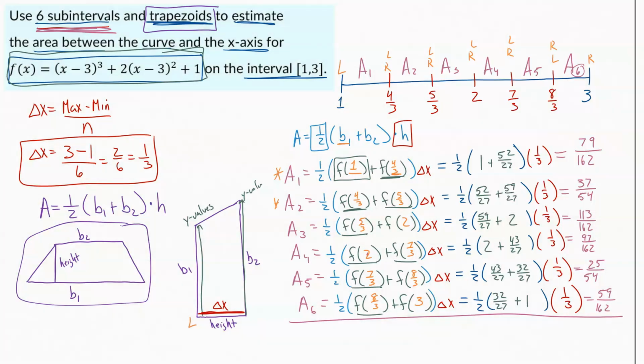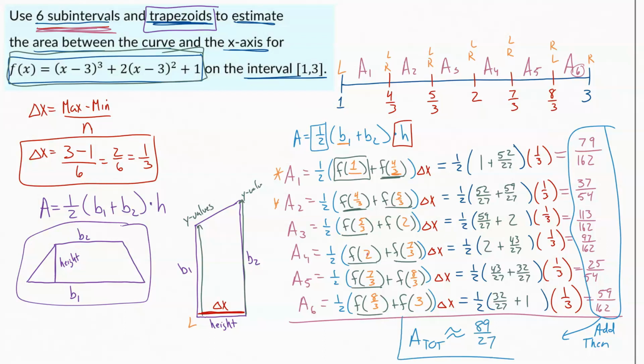And so now to get our final answer, our approximation for what that total area is, we just take all of those singular trapezoids, and we just add them. Add up all of those little answers and we'll get the total answer. So then we add all of that stuff up, and out of there we end up with 89 over 27. That would be our final answer for the estimation of the area between the curve and the x-axis using trapezoids to do it.